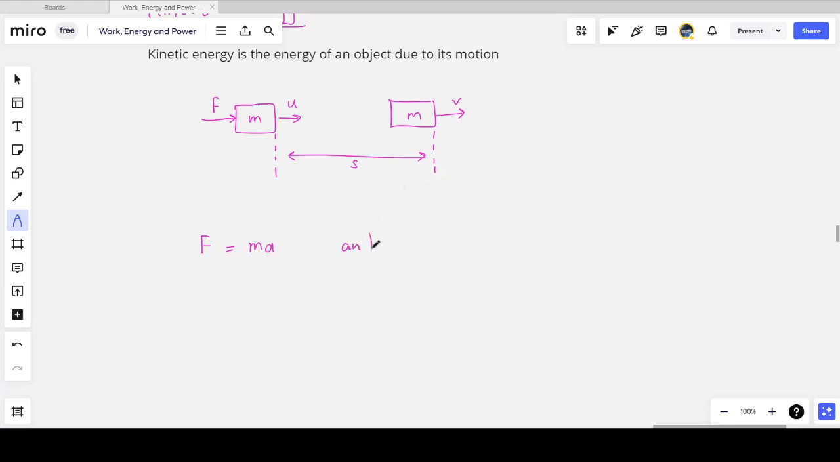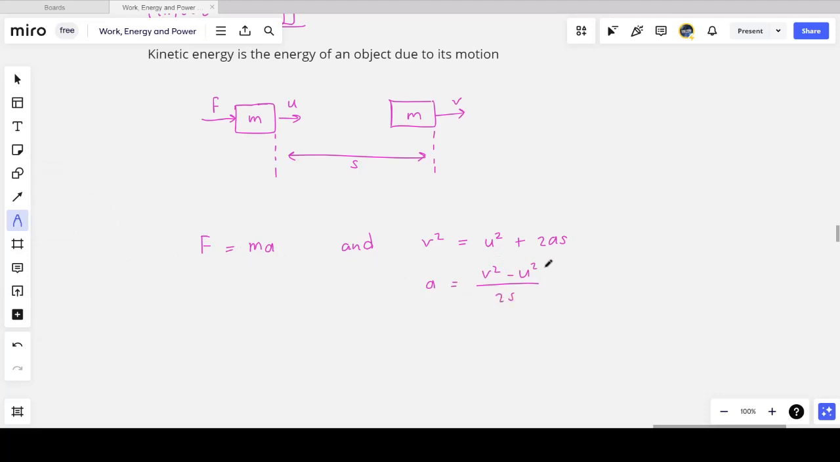But we also know that the final speed v squared is equal to the initial speed squared, u squared, plus 2 times the acceleration times s. So v squared is u squared plus 2as, meaning I can write the acceleration as v squared minus u squared over 2s. I think you can see where this is going now.